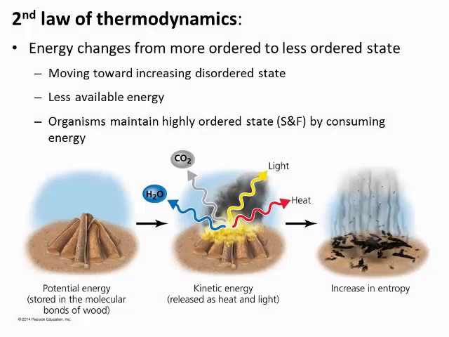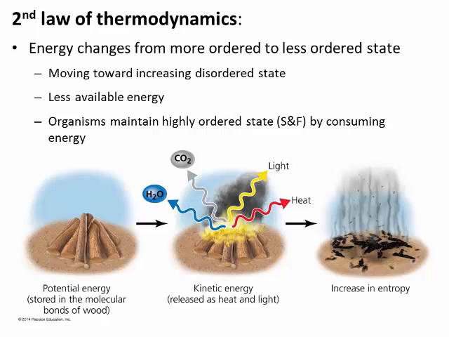The second law of thermodynamics is the law of entropy. This law states that energy moves from a more ordered state to a less ordered state. Entropy is essentially disorder. As energy goes through this process of moving from a more ordered to a less ordered state, less energy is available for use. Organisms maintain a highly ordered state by consuming food.